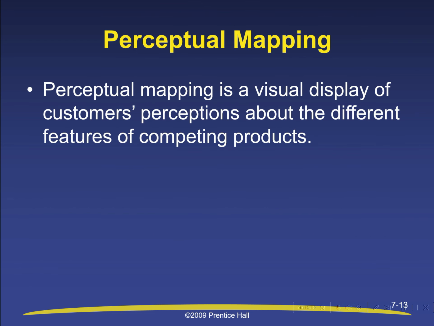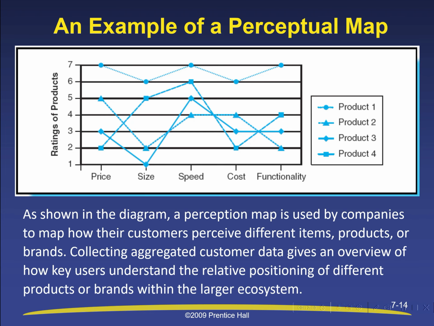Perceptual mapping. Perceptual mapping is a visual display of customers' perceptions about the different features of competing products. An example of a perceptual map. As shown in the diagram, a perception map is used by companies to map how their customers perceive different items, products, or brands. Collecting aggregated customer data gives an overview of how key users understand the relative positioning of different products or brands within the larger ecosystem.